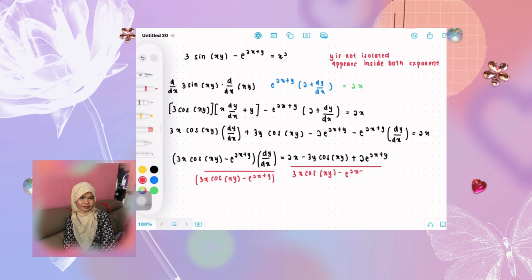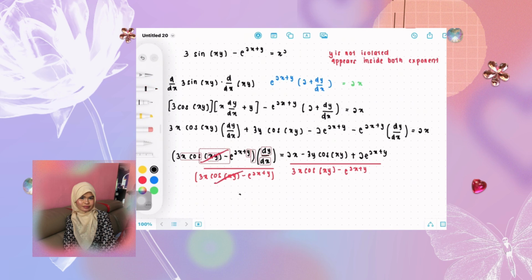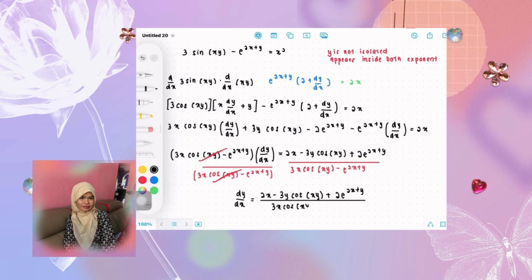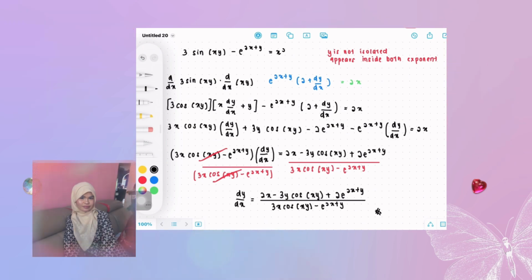So, the final answer is dy over dx equals 2x minus 3y cos xy plus 2e to the power of 2x plus y, divided by 3x cos xy minus e to the power of 2x plus y. And that's how you find dy over dx using implicit differentiation when y is a part of trigonometric and exponential function. Thank you for watching.